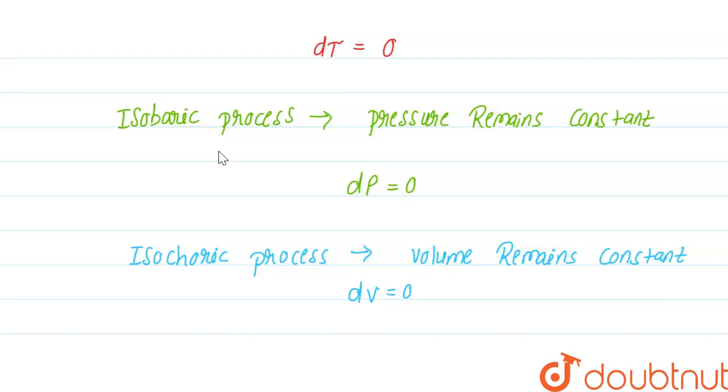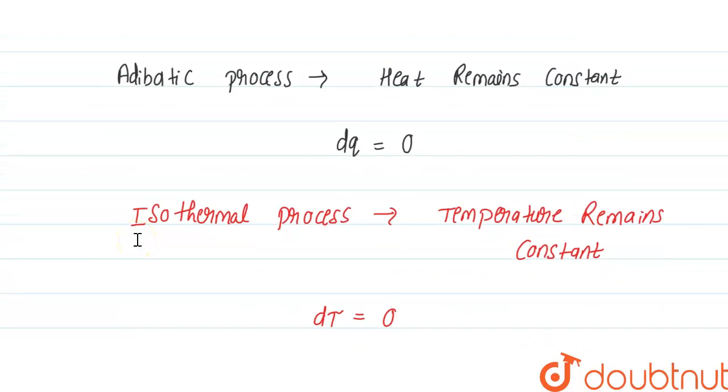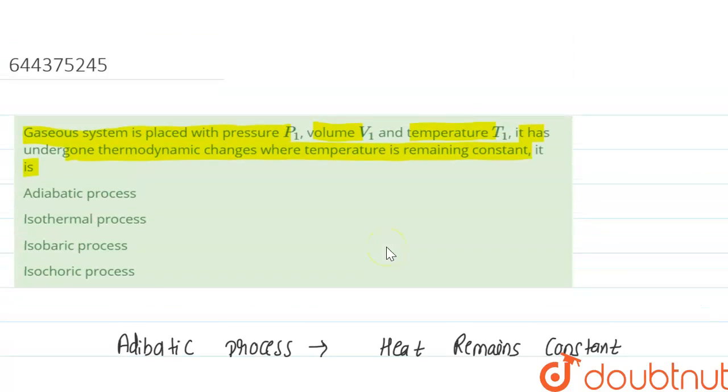But in this question, we have to find out the process in which the temperature remains constant. When the temperature remains constant, this type of process is known as an isothermal process. So which option is correct? Option number 2 is correct, isothermal process. So I hope this answered your question.